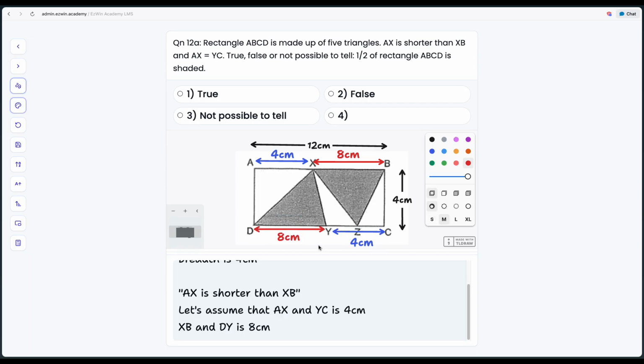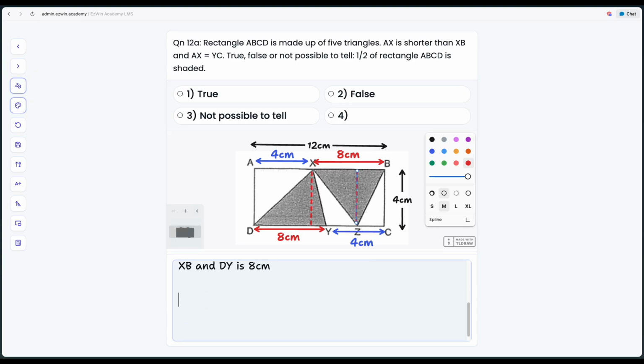The next thing is that we also can find the areas of these two triangles. That's what I see over here. So we have 8 centimeters for both the shaded triangles. And then we can figure out whether half of the rectangle ABCD is shaded. So first we want to get the area of the rectangle, which in this case is just 12 times 4, which is 48 centimeters square.